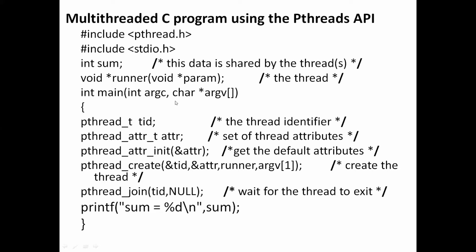Next one is char argv. This is the argument vector, which will store the upper limit. This is the program to find the sum of n natural numbers. Here n is the upper limit. So assume that our program is saved as cmd.c.